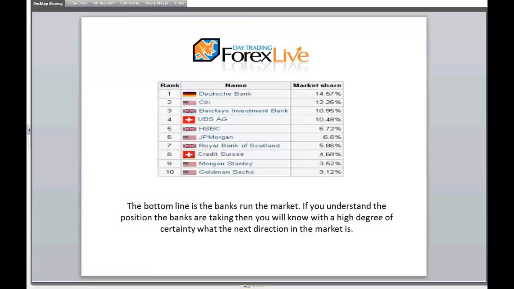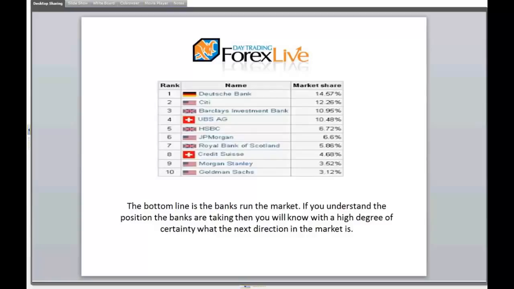And if you add all these numbers together, what you'll come to see is that a very small group, and I don't mean small in the sense that these are small institutions, but as far as the number of people that are trading in the market, 10 institutions control well over 70% of the volume in the Forex market.